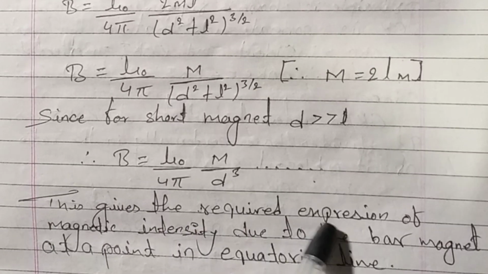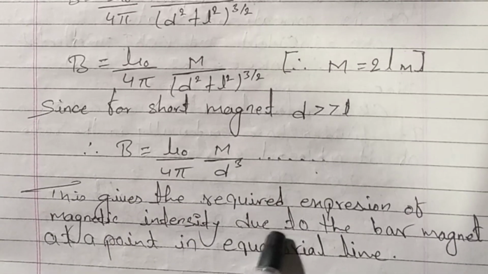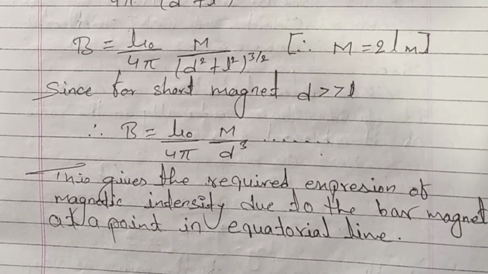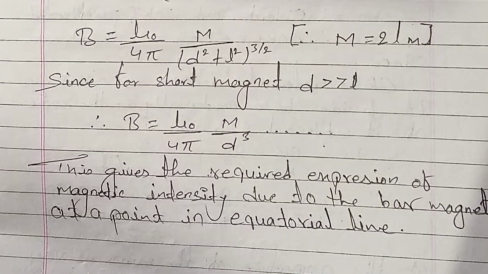This gives the requirement: the expression of magnetic intensity due to a bar magnet at a point on the equatorial line. So complete this formula and prove it.